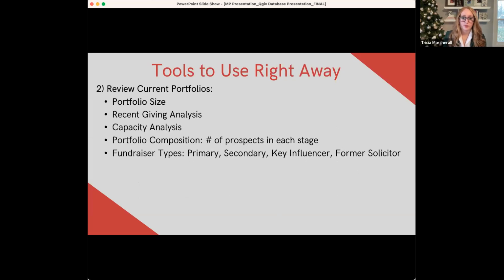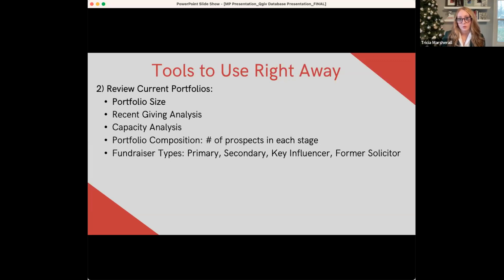Again, those portfolios. What's your portfolio size? What's the recent giving analysis? Have they given recently? Has that gift increased or decreased? What is the capacity of your gift officers in terms of adding additional portfolio? And what is the capacity of the specific donors within your portfolio? Have you done some sort of wealth screen to make sure that they are appropriately tracked in your database?